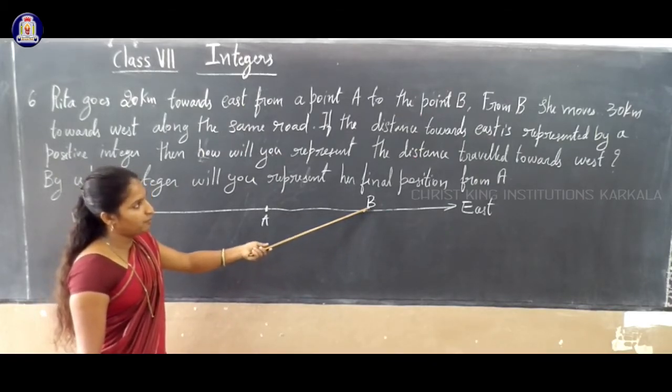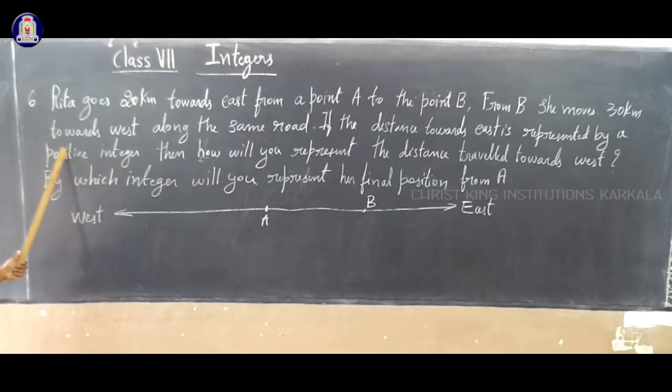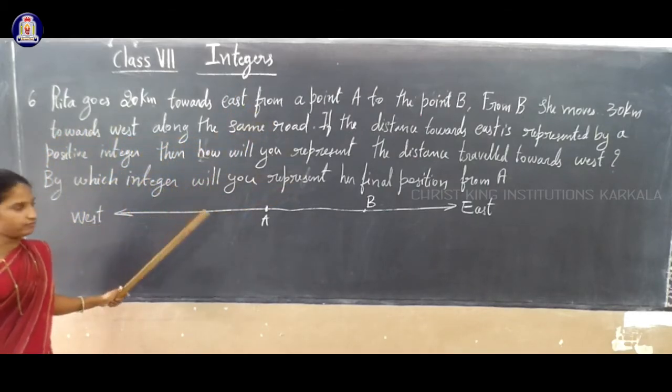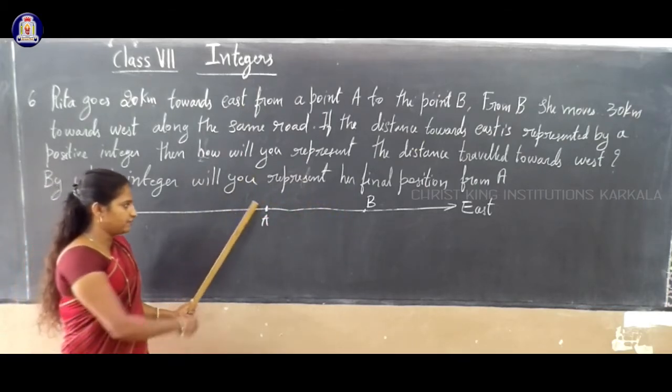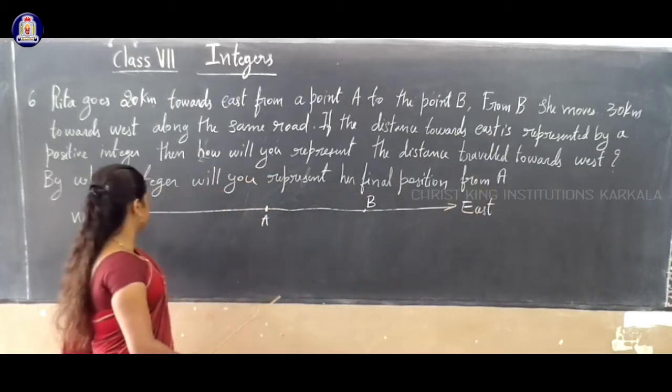So from a point B she moves 30 kilometers towards west along the same road. Along the same road. First she will travel A to B. Clear? The direction from A to B.